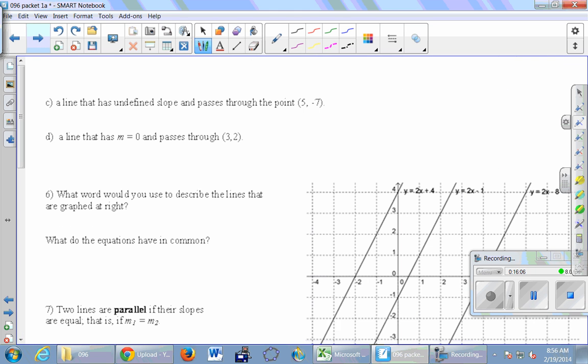We're going to skip A and B, but we'll move on to C on the next page. So this is a pretty typical test kind of question. Write the equation of, put that up here, these were the directions for all of number 4. Write the equation of a line that has undefined slope and passes through the point (5, -7).